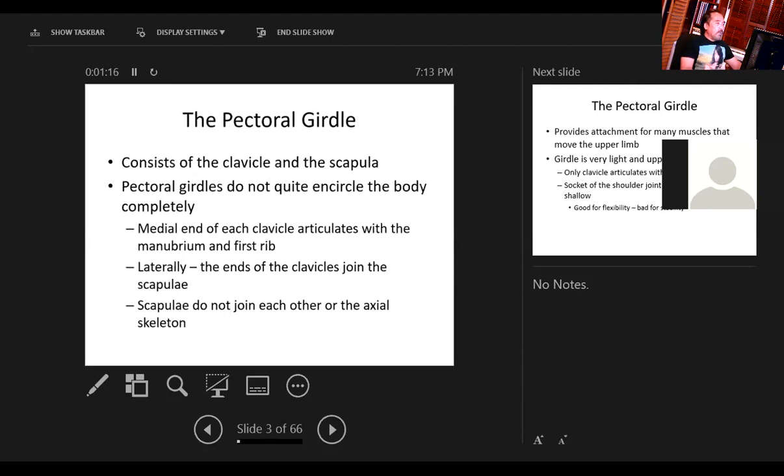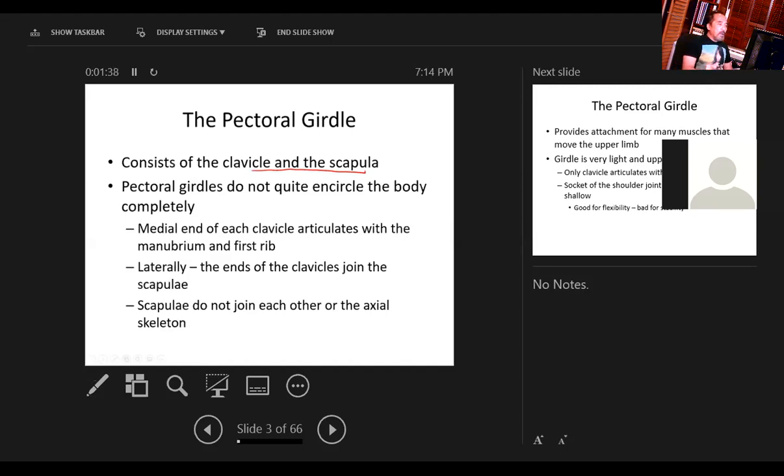So the first thing is we're going to take a look at the girdle called the pectoral girdle. It's made out of your clavicle, okay, and the scapula. So the scapula joins with the clavicle, and the clavicle joins with the sternum, okay? But the scapula is free floating.